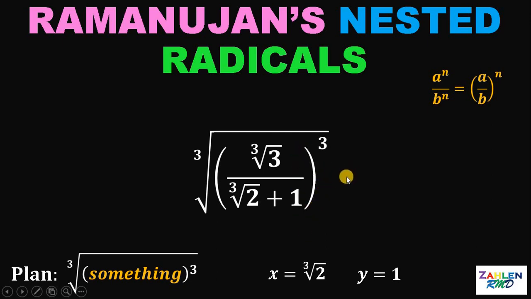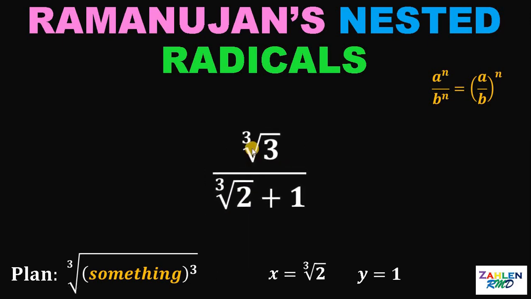Now take note that this is our plan. So we have cube root of something raised to 3. Therefore, this expression now is equivalent to something, or simply cube root of 3 over cube root of 2 plus 1. Now, what we're going to do now is rationalize the denominator.